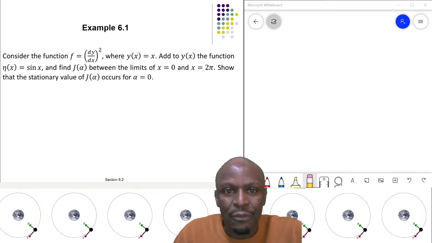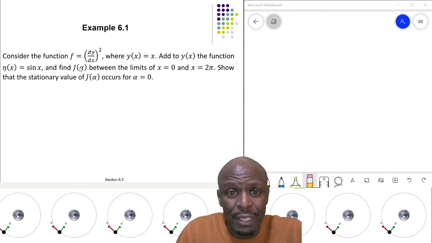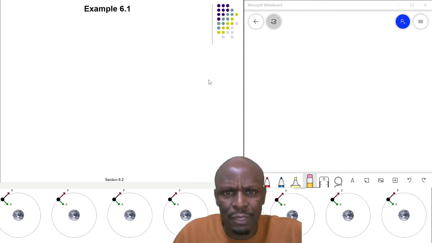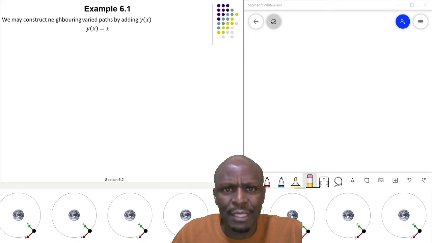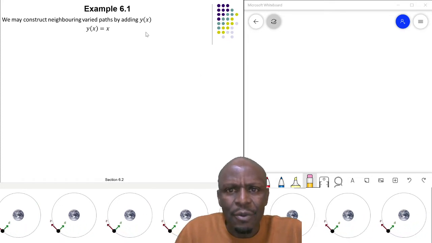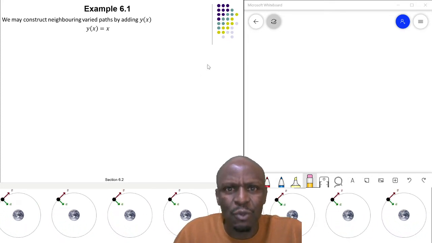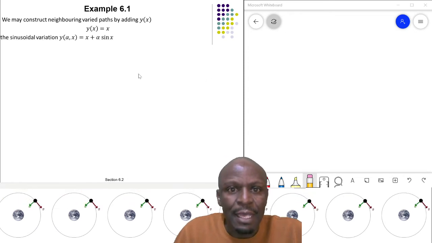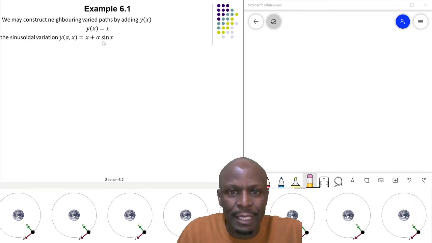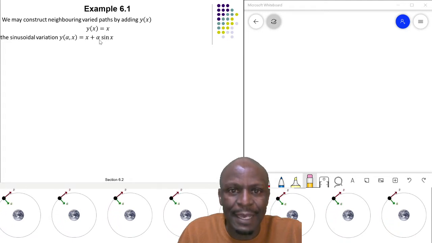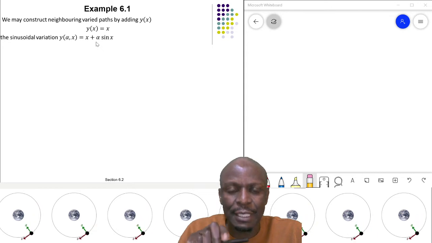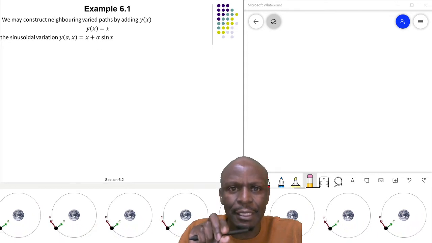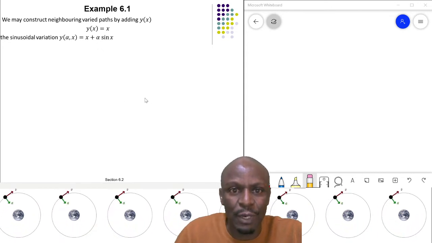Right, now from what we have done on the previous slide, we are just going to solve that equation. Now we may construct neighboring function paths by adding the y of x to the eta of x. If we add that, this is just going to be the eta of x multiplied by that scaling factor. You remember that scaling factor which makes the new function fit well.